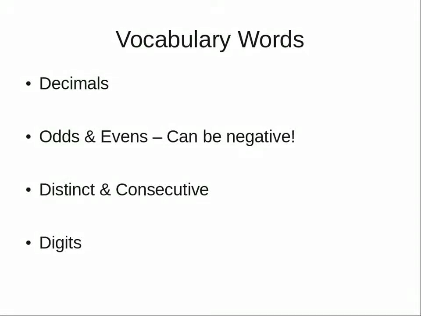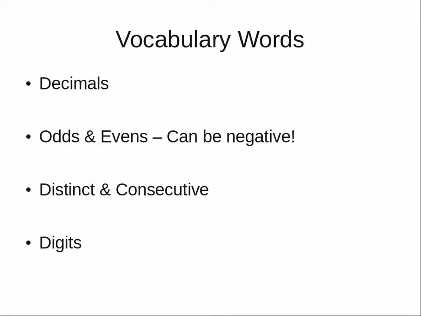Distinct. Two numbers are distinct if they are not equal. All right. Consecutive. Two integers are consecutive if they differ by 1. For example, 4 and 5 or -2 and -1.